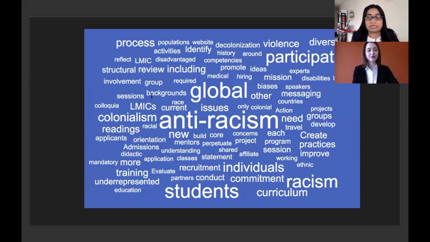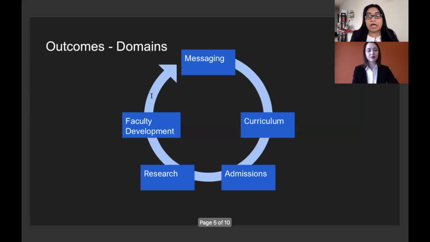As you can see in this word cloud, anti-racism, participatory, curriculum, students, LMICs, these are some of the concepts and themes that kept on coming up in our conversations. We found that there were 5 domains we wanted to focus on in order to actionalize this goal. They were messaging, curriculum, admissions, research, and faculty development. And this is an iterative process that we hope will build on one another. As one of these domains gets more fleshed out, it will help in the advancement of the other domains as well.